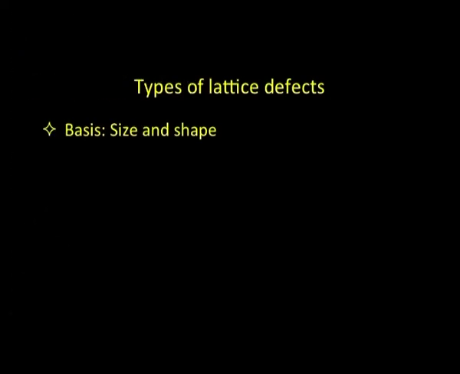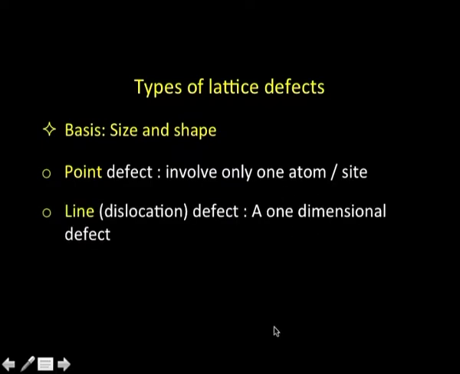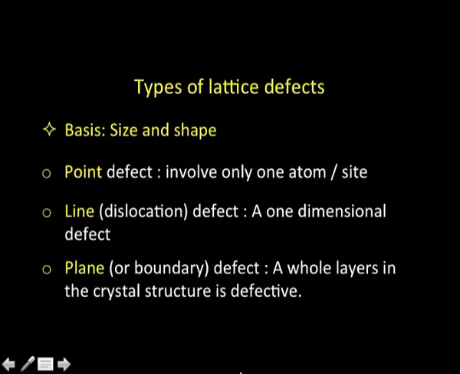Another way of looking at defects is on the basis of the size and shape. We can have point defects, as the name suggests, point, that means it involves only one atom or one site in the lattice. Or we can have line defects, which are also called dislocation defects. In this case it is a one dimensional defect, that means in a lattice a line of sites will be affected by the defect. Or we can have a plane or a boundary defect, wherein the whole layer in the crystal structure is defective. So, there is a wide variety of lattice defects depending on the size and shape of the defect. That is another way of classifying them.